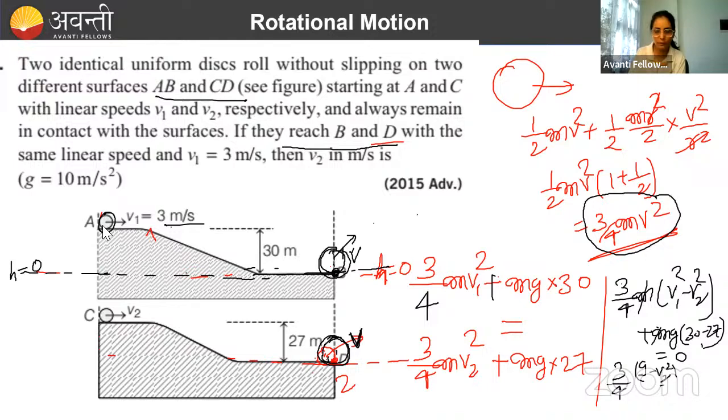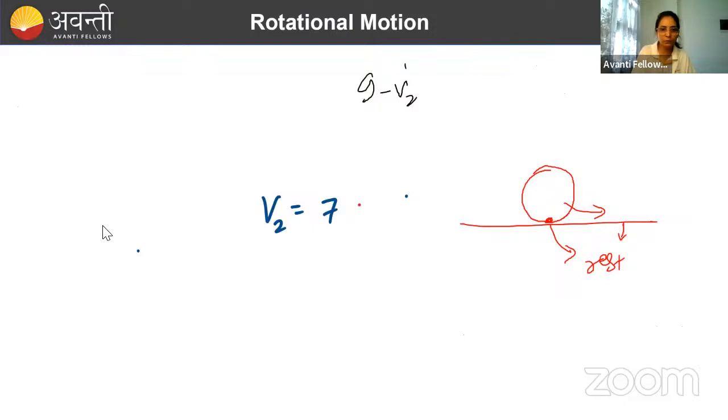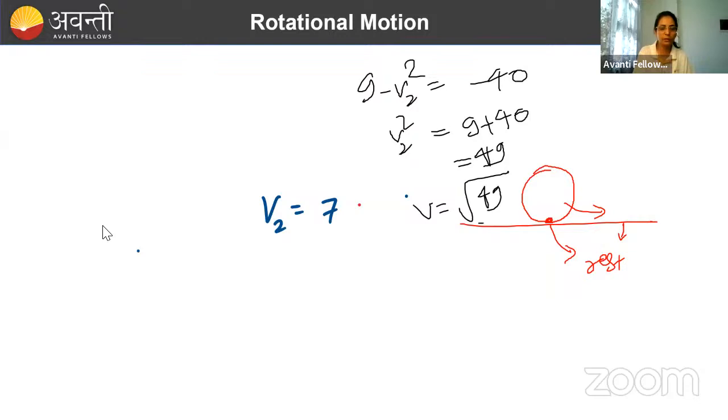9 minus v2 square will be equal to how much? Minus 30. So 3 10 times गया, ये हो गया minus 40. Done. So 9 minus v2 square is equal to minus 40. Now v2 square को आप इधर लेकर जाओ, so 9 plus 40 will be, it is 49. So v is how much? Root under 49.